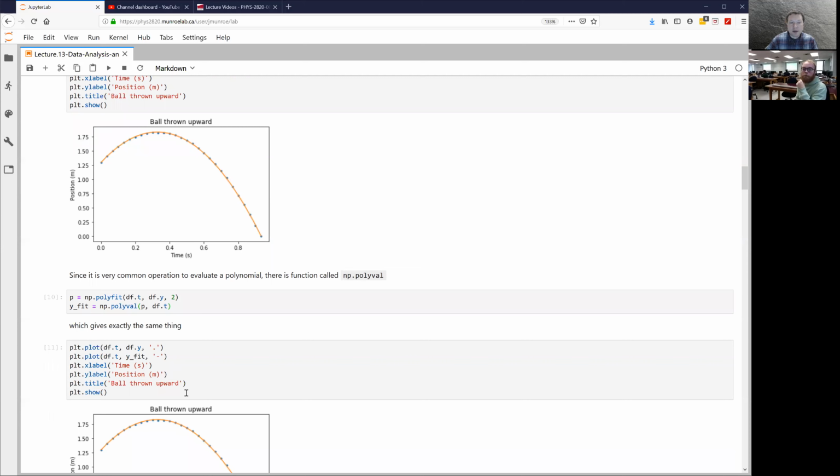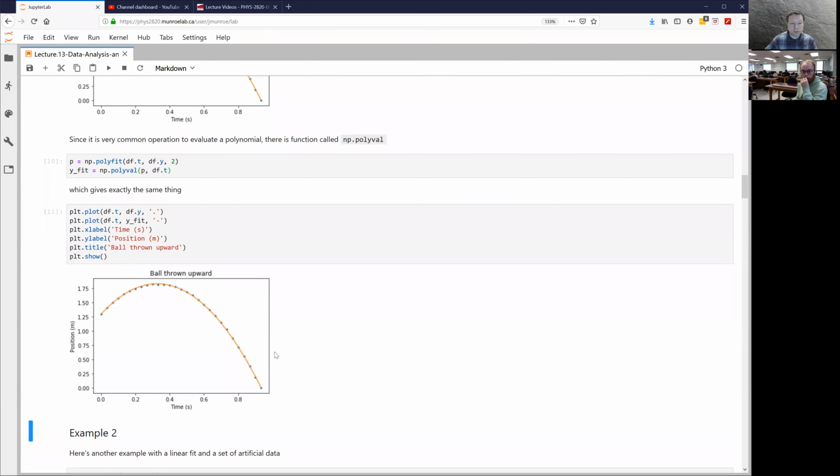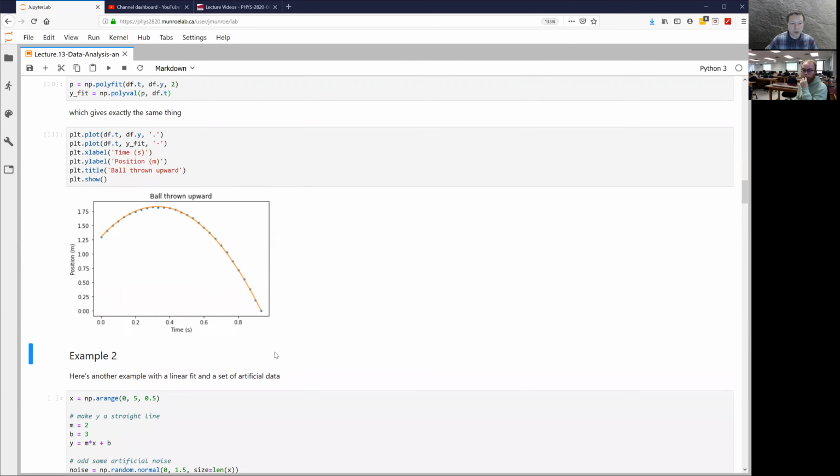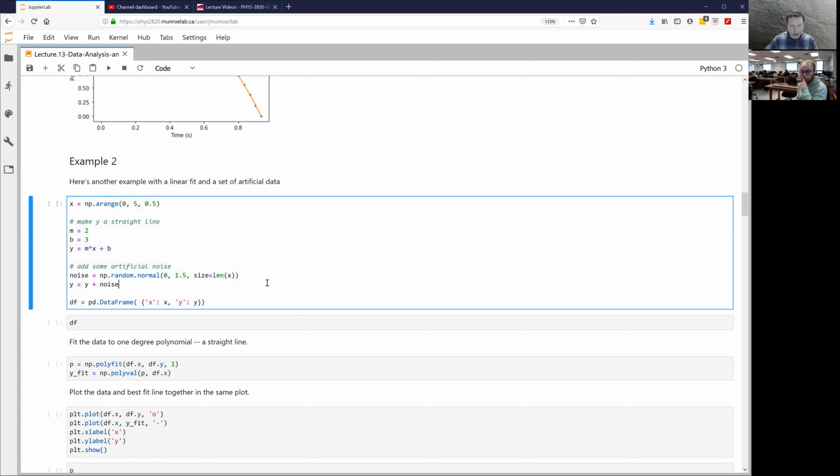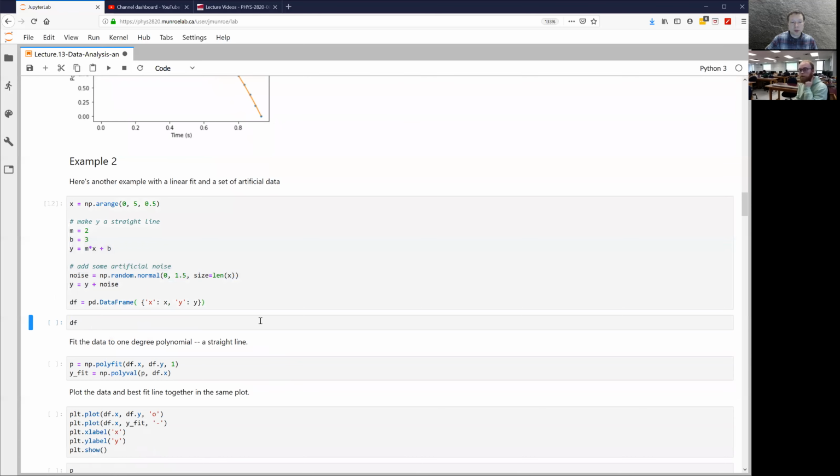But the basic functionality is, given some data points, we can draw a polynomial of first order, second order, or third order, or whatever order that approximates that data. Let me give you another example. So here is some artificial data. Don't worry too much about how I generated the data. Let's just assume that it came from something and take a look at it.